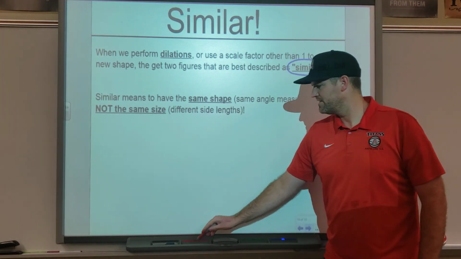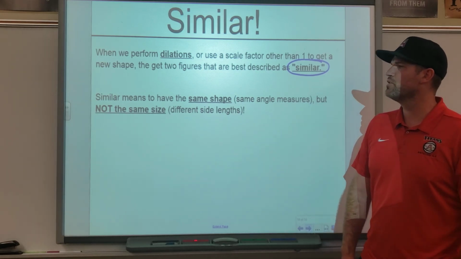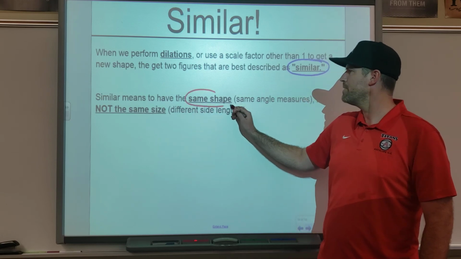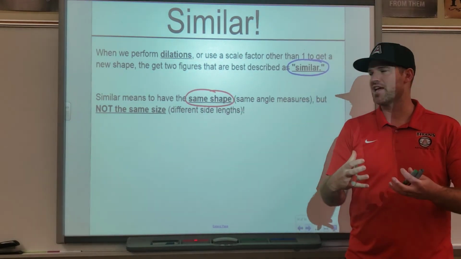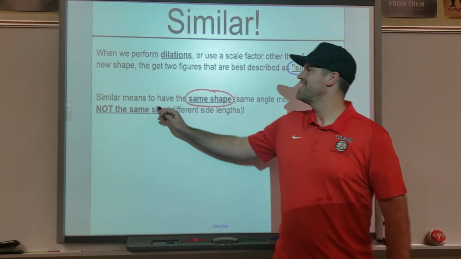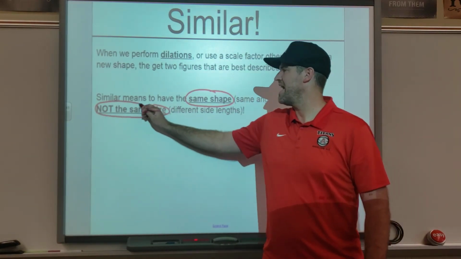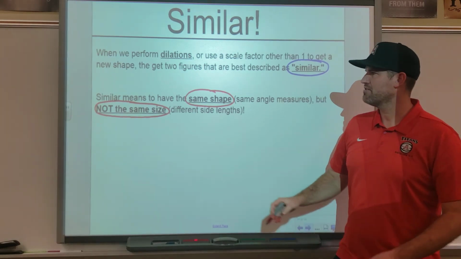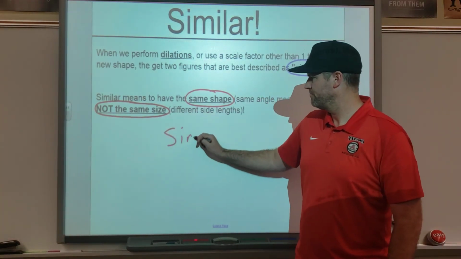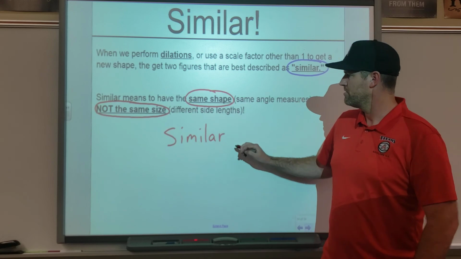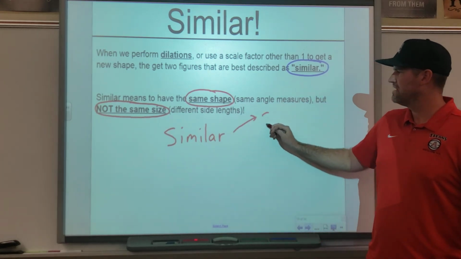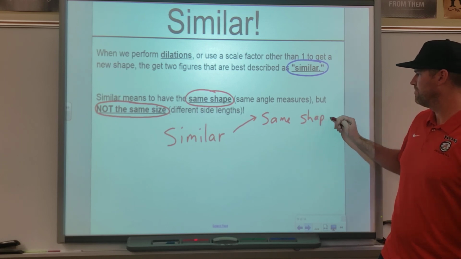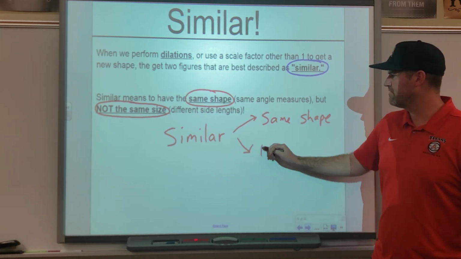More specifically, and the definition we'll keep coming back to over and over again, is that similar means to have the same shape, right? It looks the same shape, but not the same size. One will be larger than the other. So again, similar. Talk about this all the time. Same shape, but different size.